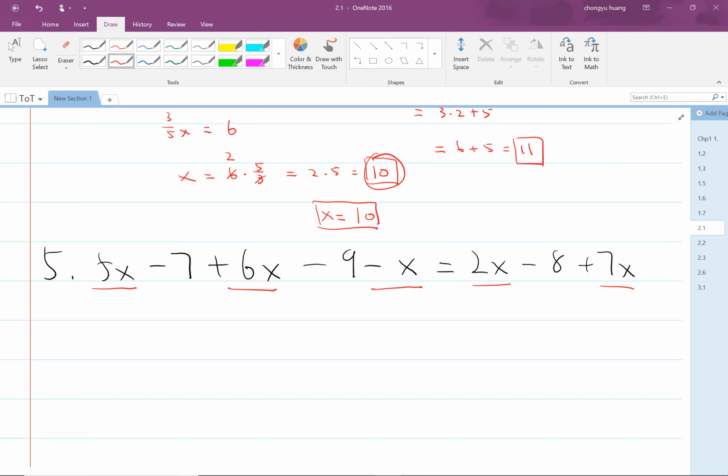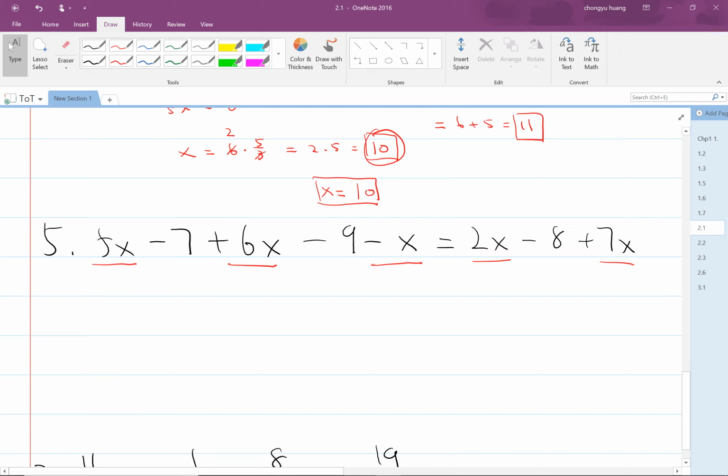And then what we have over here is 5x plus 6x, right? And then minus x, right? So we have 5x plus 6x minus x, and 5 plus 6 is actually going to be 11, right? And then 11 minus 1 is actually 10. So it's going to be 10x, right? 5 plus 6 is 11. 11 minus 1 is equal to 10. So after we finish, it's going to be 10x after all, right?